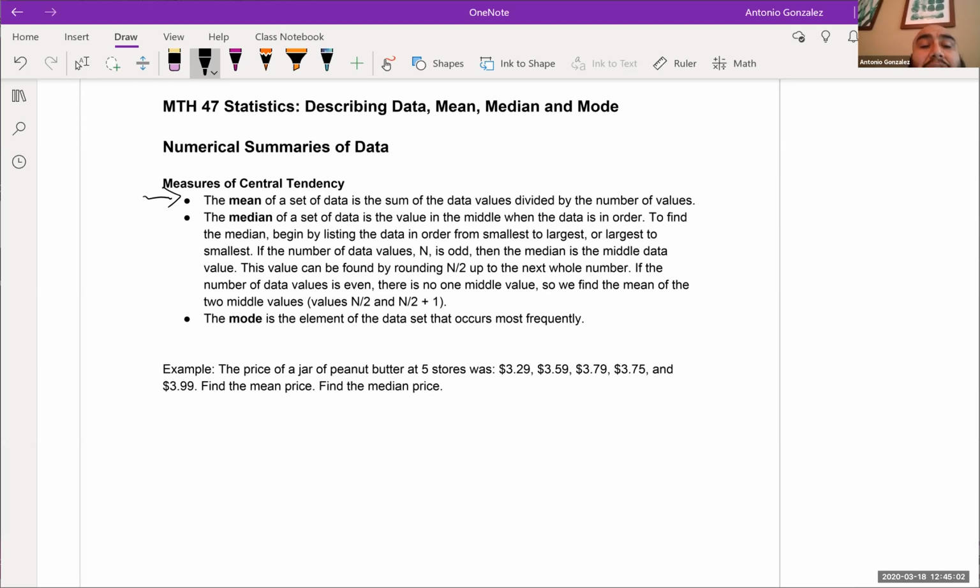So the mean of a set of data is the sum of the data values divided by the number of values. Okay, so if you had, and we'll run through examples, if you had 5 data values, and again, this is only referring to quantitative data, you would add them all up and then divide by 5.